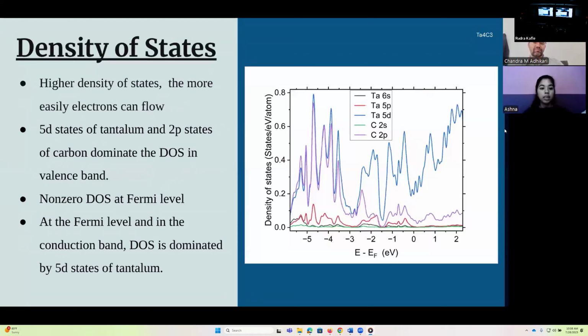Density of states. The higher the density of states, the more easily electrons can flow. The 5d states of tantalum and 2p states of carbon dominate the density of states in the valence band. There is a non-zero density of states at the Fermi level. At the Fermi level and in the conduction band, density of states is dominated by 5d states of tantalum, as you can see in this diagram on the right.